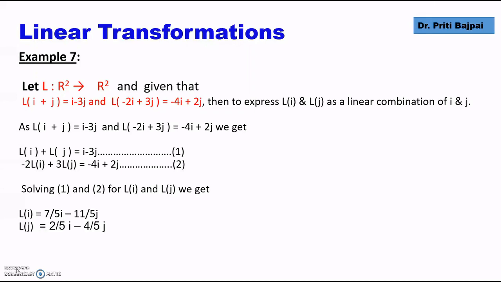We can solve them using simultaneous equations, the method we use for that, and we'll solve it for Li and Lj. We find the value of Li is 7 by 5 i minus 11 by 5 j, and Lj is 2 by 5 i minus 4 by 5 j.